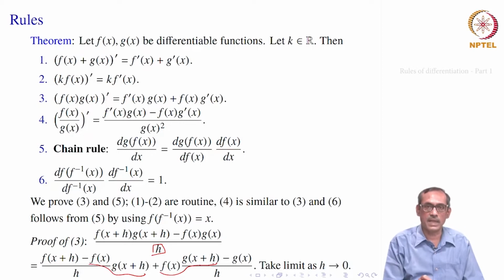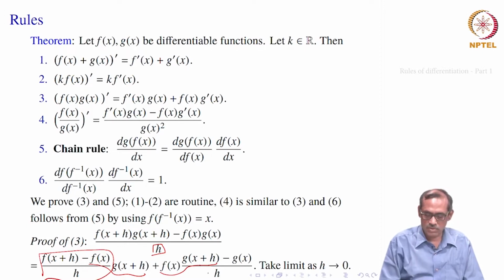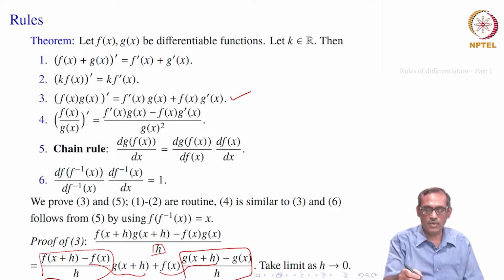Now, when you take the limit as h goes to 0, the first factor comes to f prime x. Here the second one comes to g prime x. So, you get your formula, which is in 3. So, that is how 3 is proved. Now, 4 follows similarly from the algebra of limits again. So, that is similar to this, it can be proved.